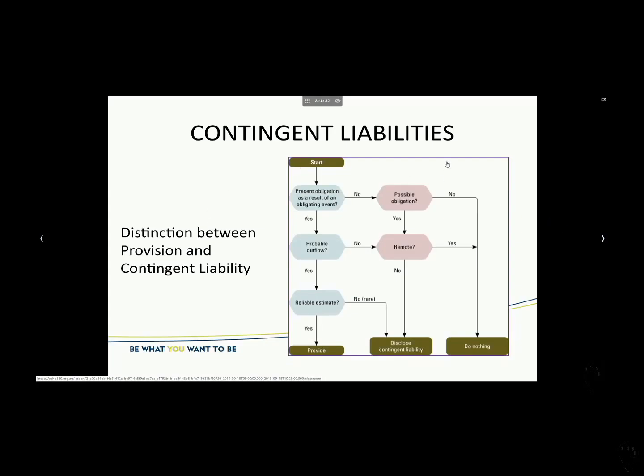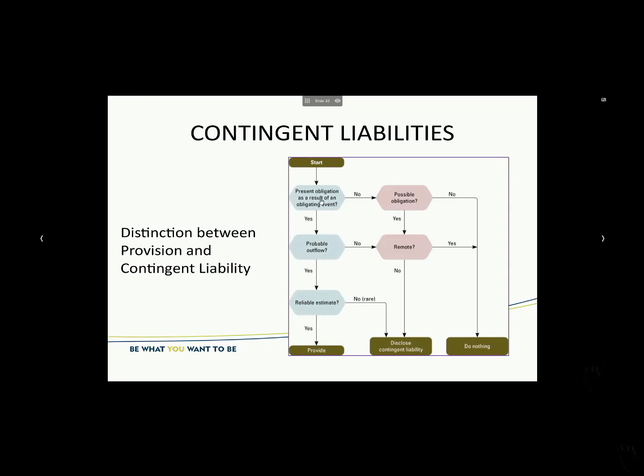And this is a flowchart to separate provisions from contingent liabilities from the event where you don't do anything at all. And it's a really handy little flowchart. It starts off: is there a present obligation? Yes. Is there a probable outflow? Is there more than a 50% chance of the future outflow of benefits? Yes. Can it be reliably measured? Yes. Then it is a provision.